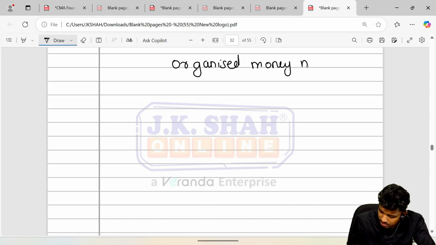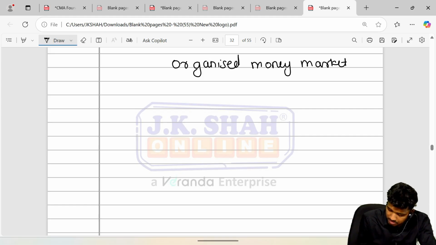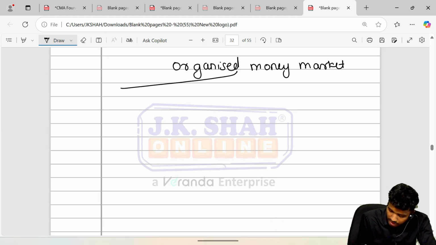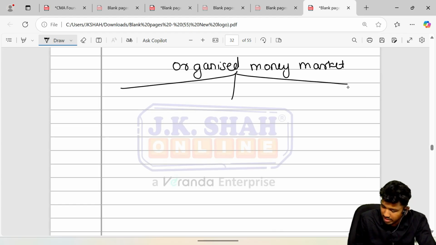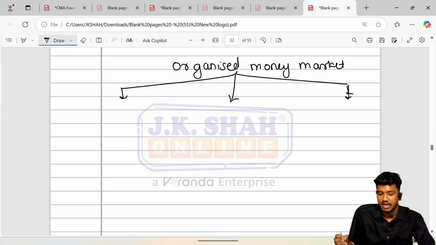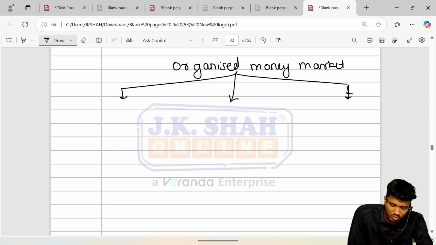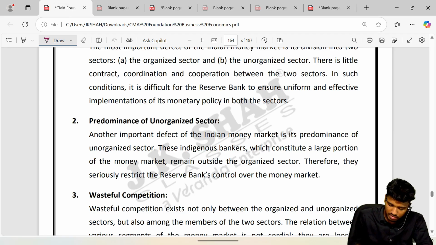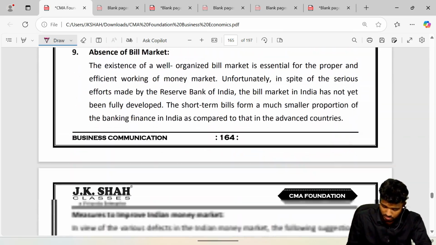In the organized money market, there are certain instruments which are traded. Let's start one by one. Okay, let's talk about the instruments. Let's go into the topic.